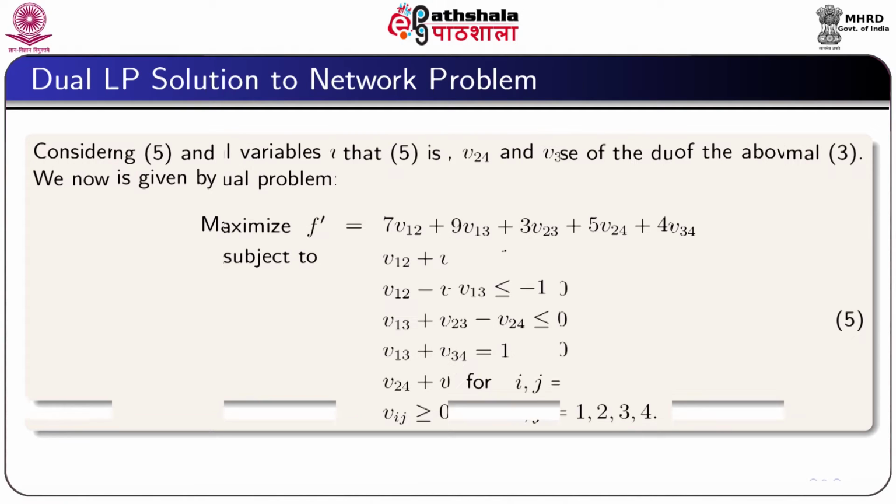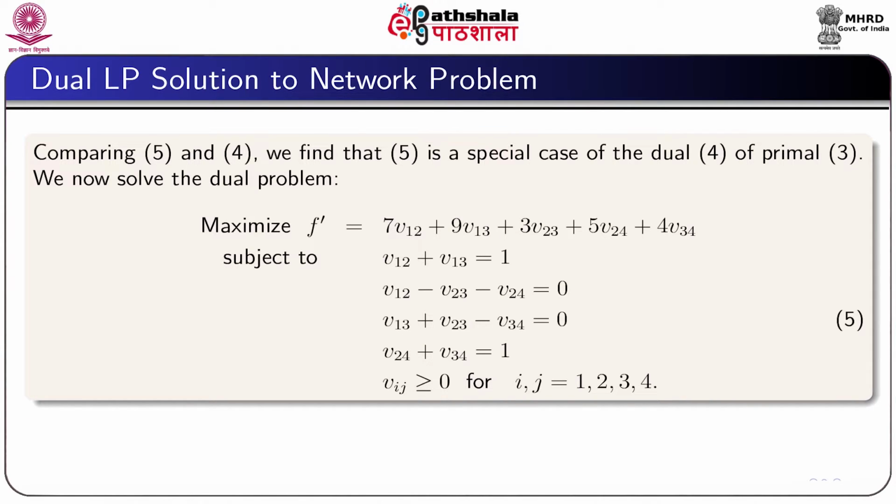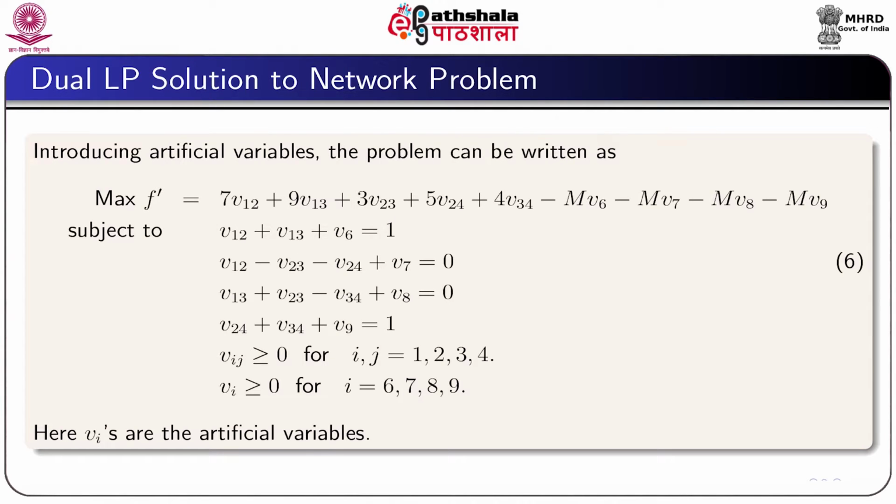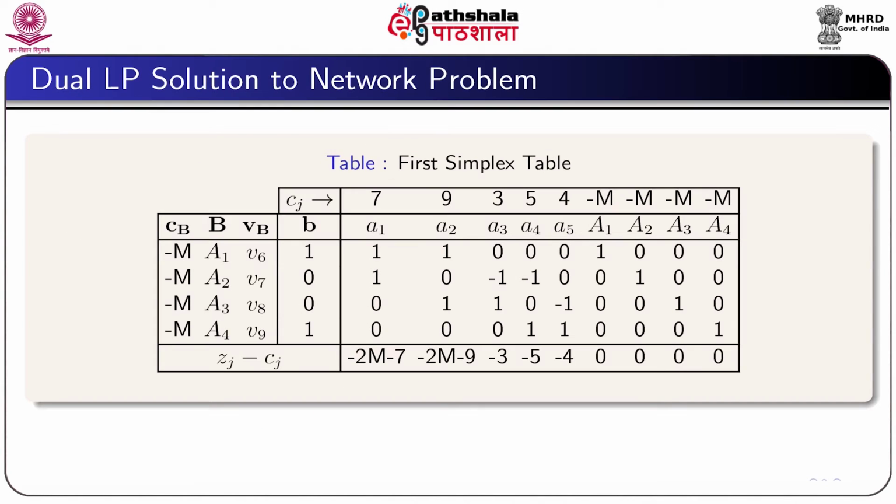To solve this problem, we have to introduce some artificial variables for each equality constraint, in order to get an initial basic feasible solution to start with the simplex. Here we introduce V6, V7, V8 and V9 as the artificial variables, and then the problem is converted into the form as shown in this slide. Now, we proceed to solve this dual problem by simplex.